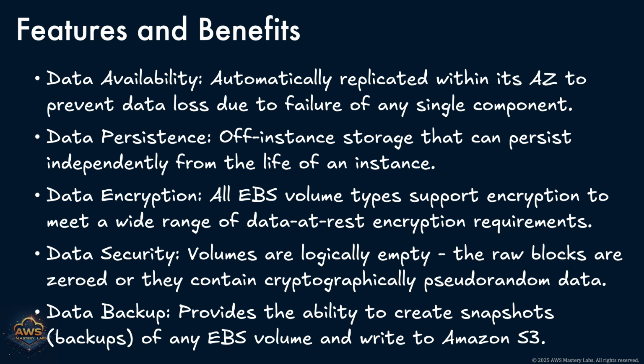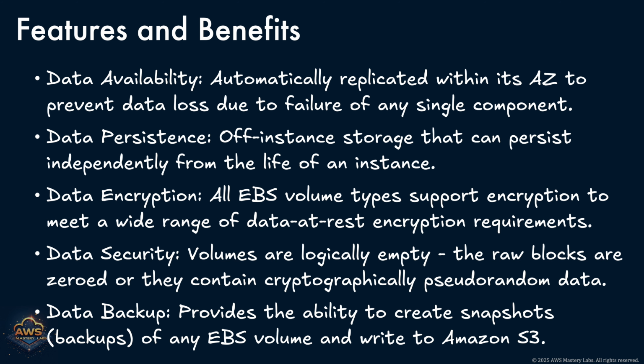Data security. Amazon EBS volumes are presented to you as raw, unformatted block devices. These devices are logical devices that are created on the EBS infrastructure, and the Amazon EBS service ensures that the devices are logically empty. That is, the raw blocks are zeroed or they contain cryptographically pseudo-random data, prior to any use or reuse by a customer.